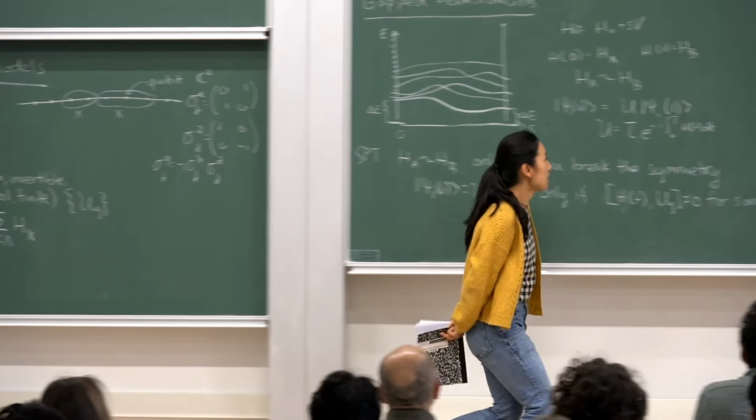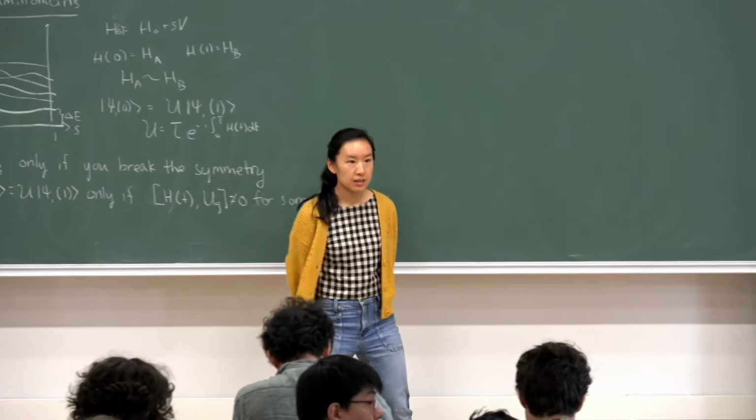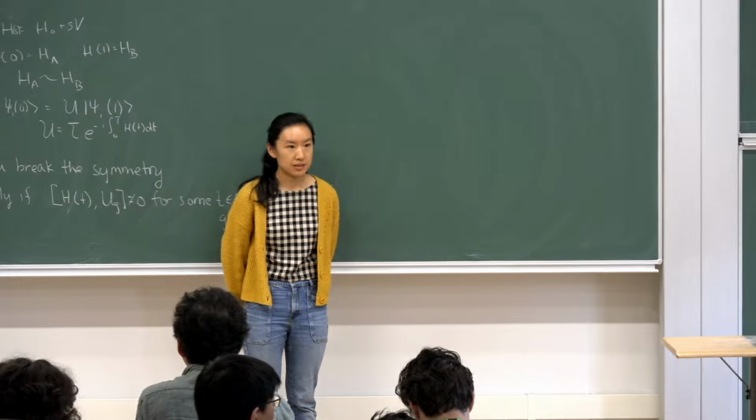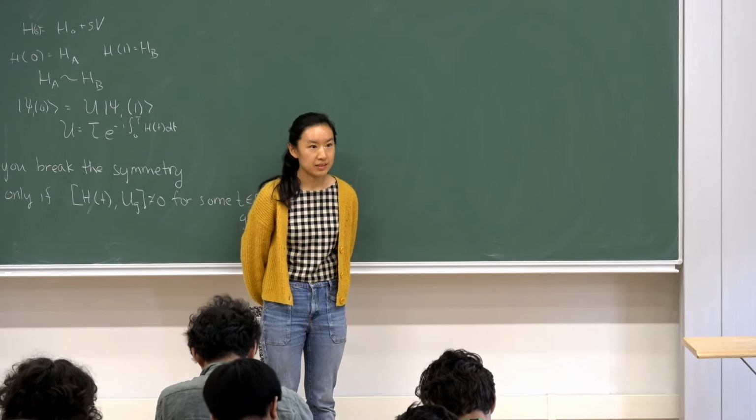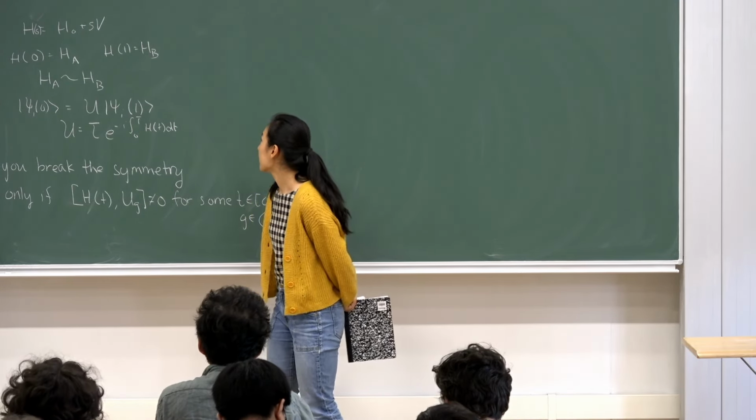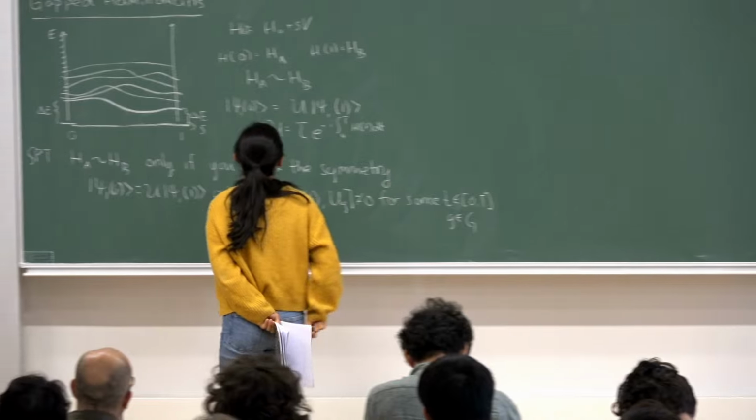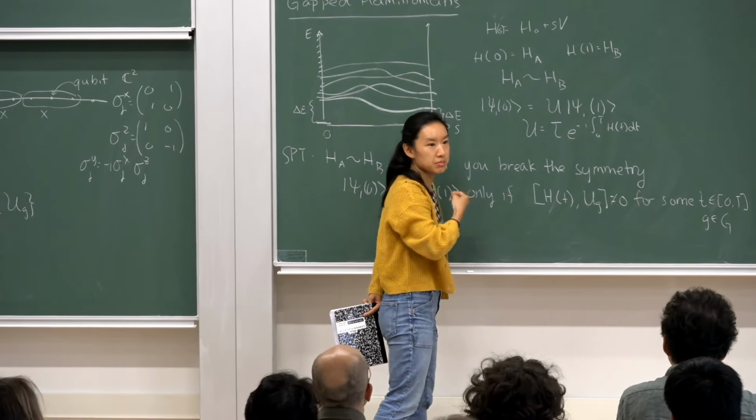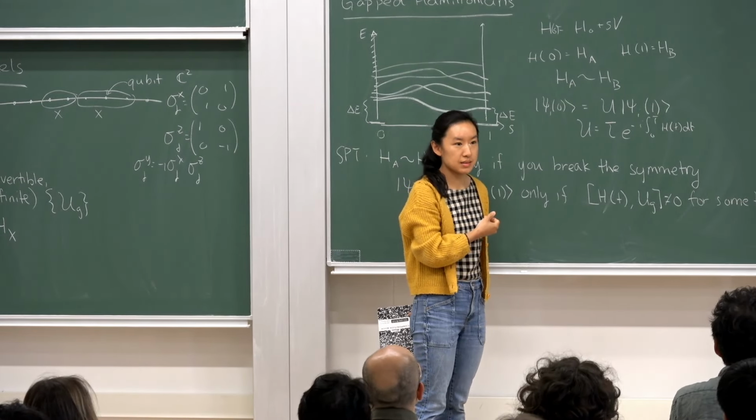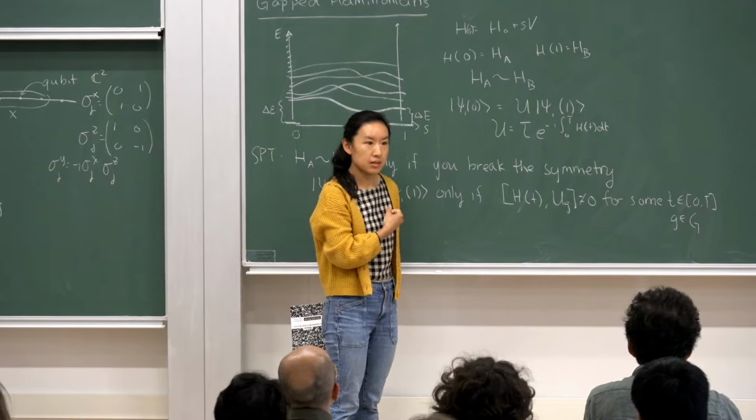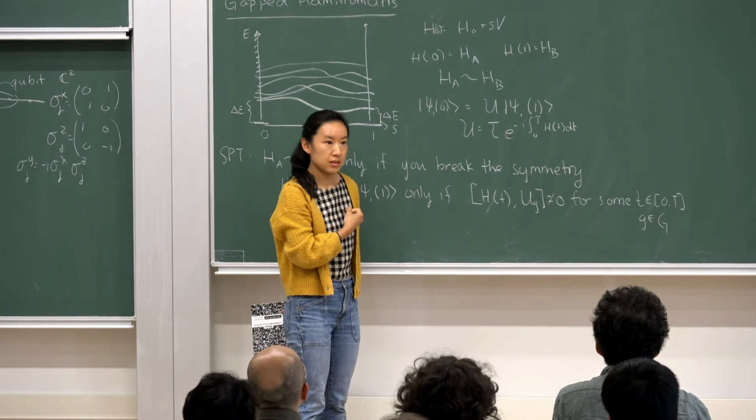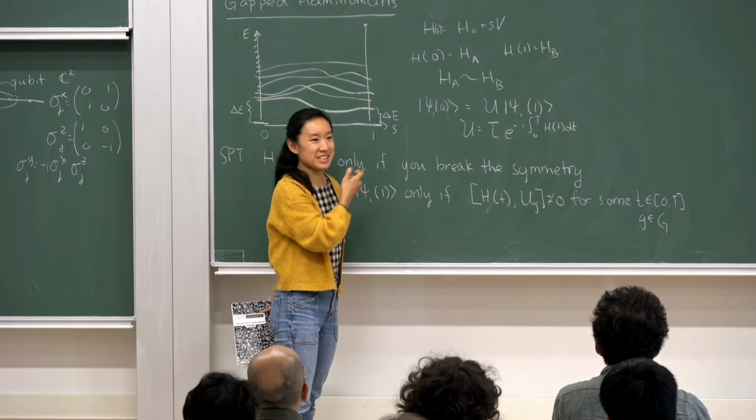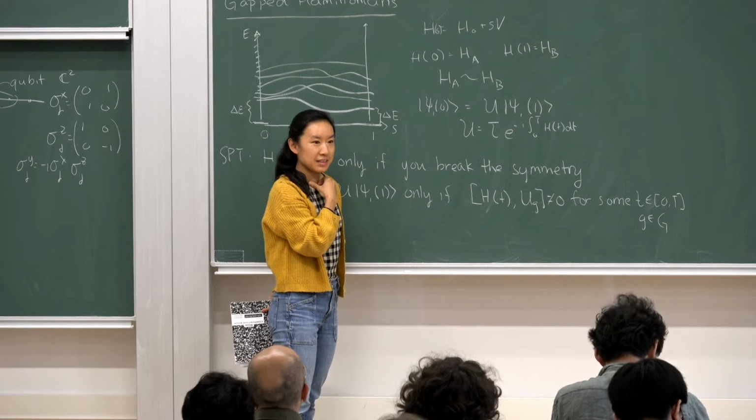Excuse me, I don't understand something that seems very basic. What if V is equal to 0? Oh, if V is equal to 0, then they're just the same Hamiltonian, so they realize the same phase. Then HA is literally the same as HB. But you would still break the symmetry?